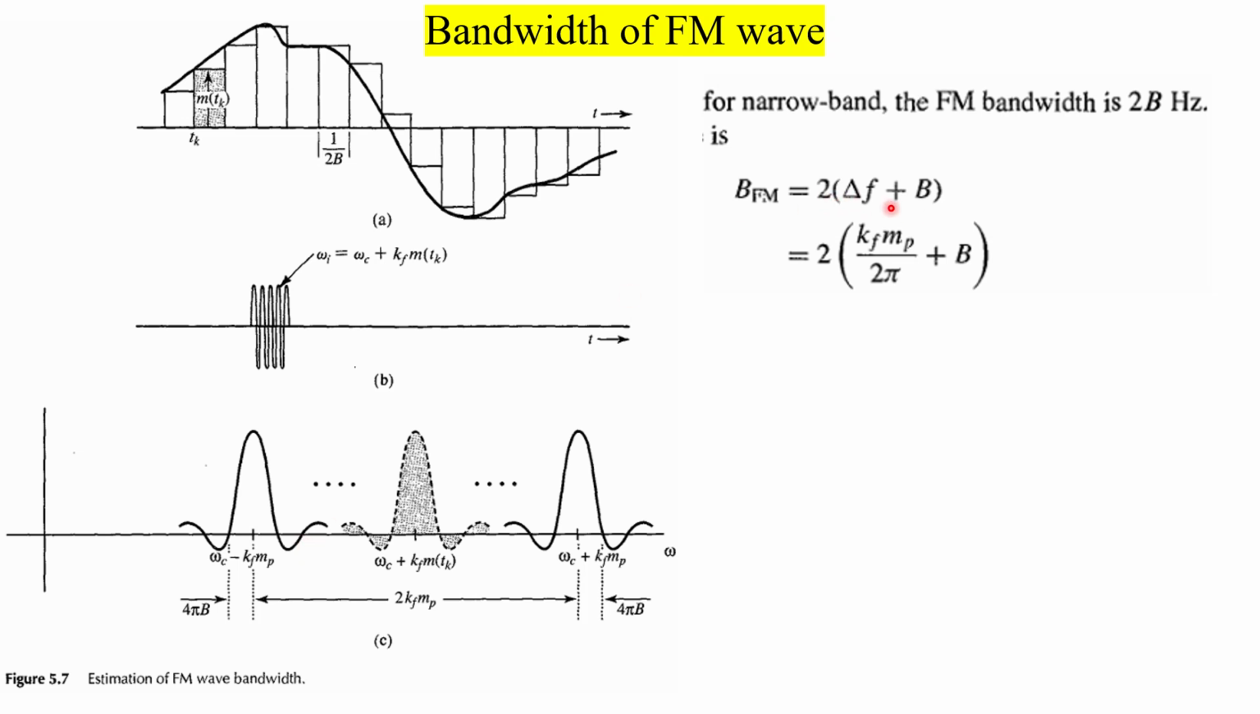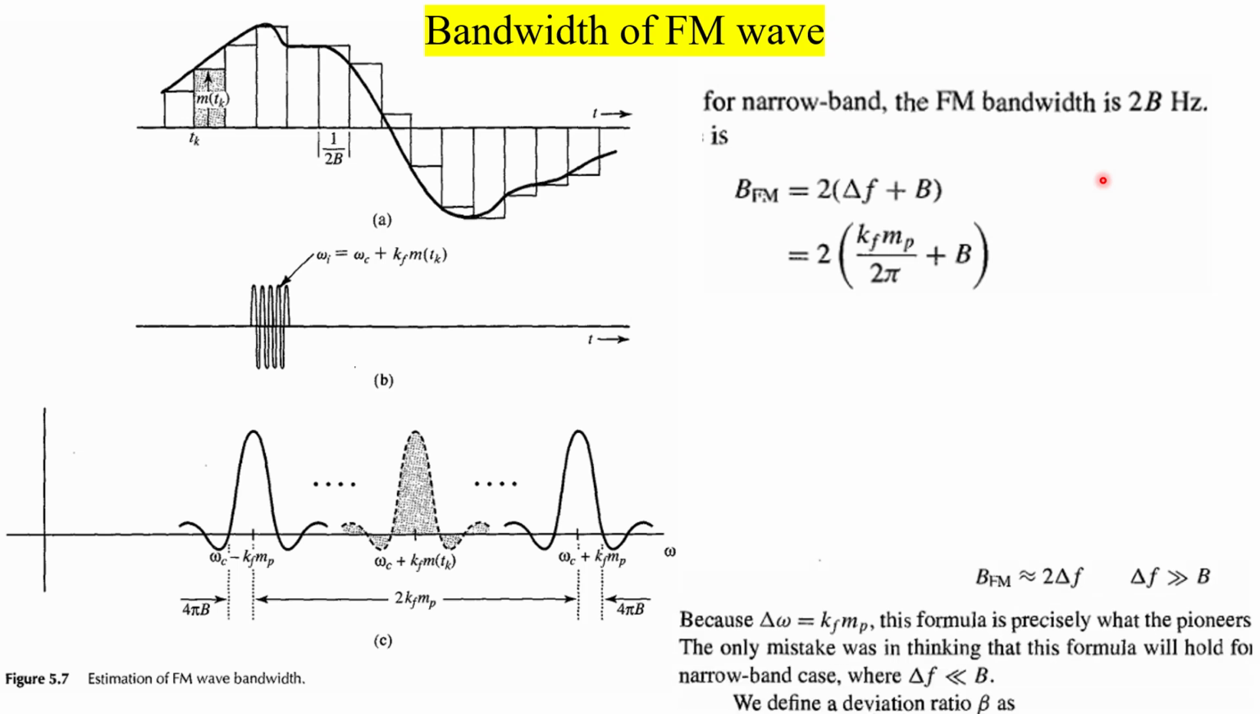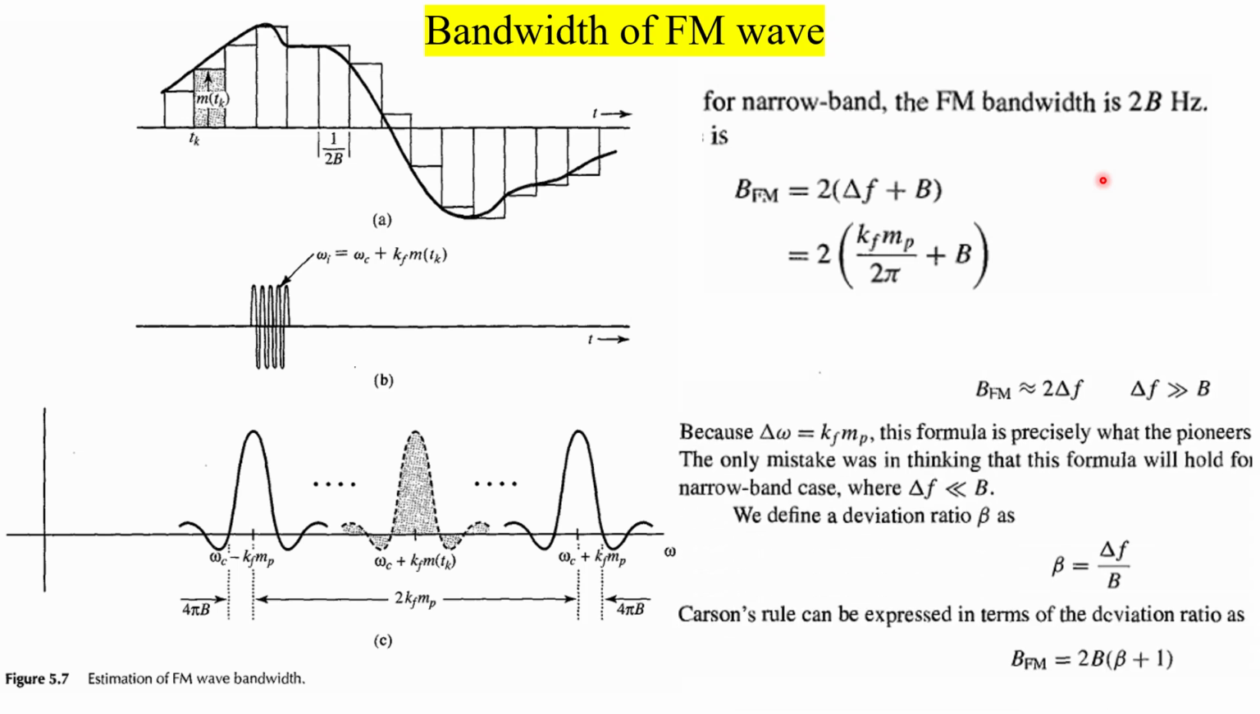So for narrowband, the bandwidth is almost equal to twice B, that is the bandwidth equivalent to amplitude modulation, right? In the general case, you can use Carson's rule in order to find out the bandwidth of the frequency modulation. That will be BW_FM equal to 2B(β plus 1), where β is equal to Δf divided by B. So this is one of the very important equations. With the help of Carson's rule, it is very easy to find out the bandwidth of a frequency modulated wave.